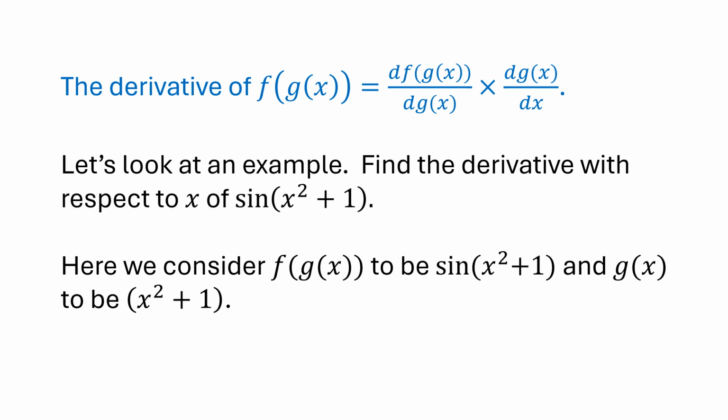Let's look at an example. This is the best way to understand. We'll take the derivative with respect to x of sine the quantity x squared plus 1. Here we consider f of g of x to be sine of x squared plus 1 and g of x to be x squared plus 1. So we're treating x squared plus 1 as a variable, and then we're going to take its derivative.